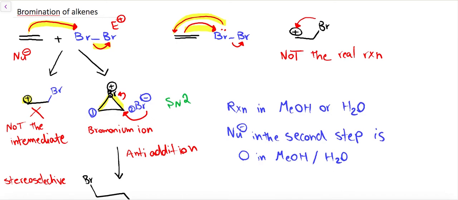Okay, so let's review quickly. We talked about bromination of alkenes. It goes through a bromonium ion as the intermediate. This is a 3-membered ring. The second step is addition of a nucleophile. It can be either bromide ion, or if we do the reaction in methanol or water, it's going to be the oxygen in methanol or water, and this happens in an SN2 step, which means that this is an anti-addition and the reaction is stereoselective.